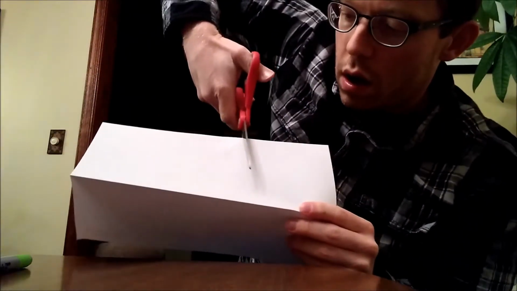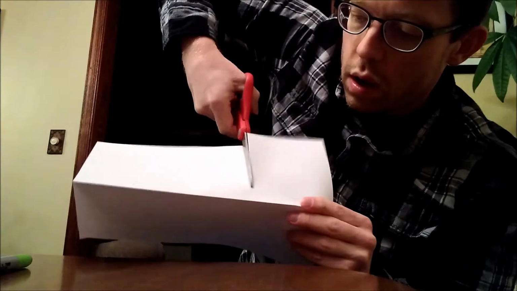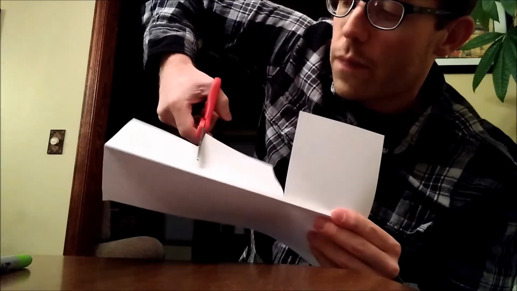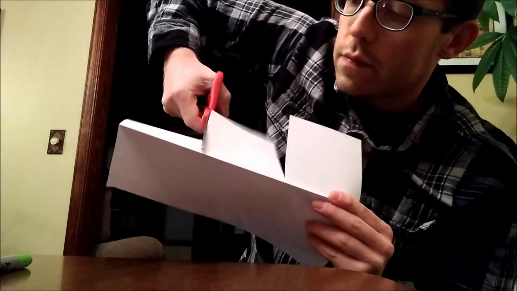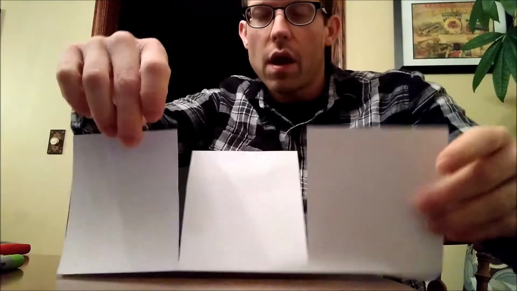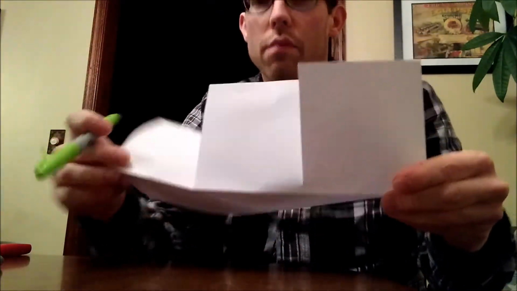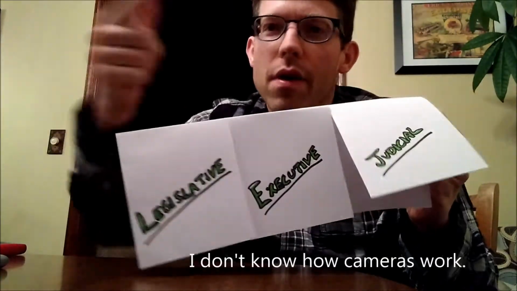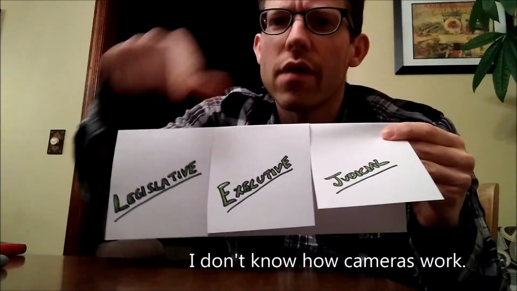So I'm gonna kind of cut here. And then I'm gonna cut like here. And ideally what you should have is three kind of equal columns. I didn't do so good. But these are gonna represent the three branches. So you're going to write legislative, executive, and judicial. Just like this. I'm sorry if it looks backwards on your screen. I have the camera in reverse mode, but it should be legislative, executive, judicial.